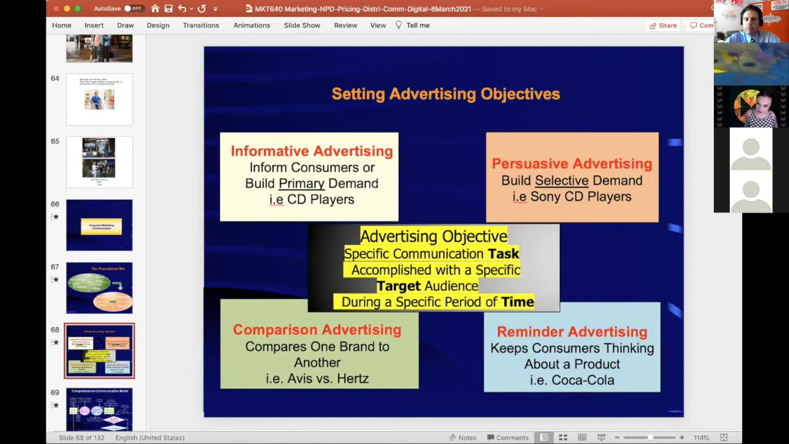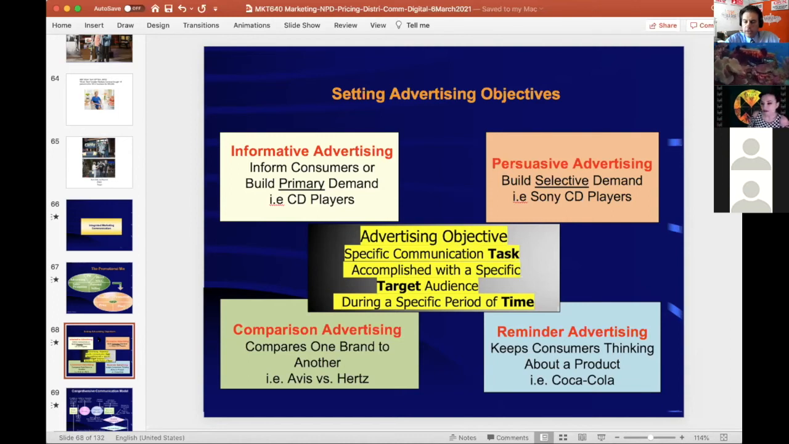So sometimes there are brands that are more famous, or political candidates that are more famous. And what you do is you juxtapose yourself, compare yourself against that competitor in order to gain people's perception that you are as good as that, but you are more.